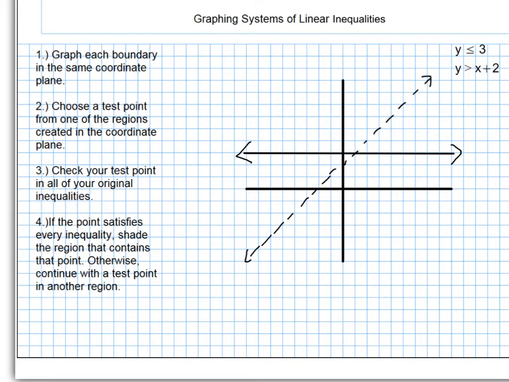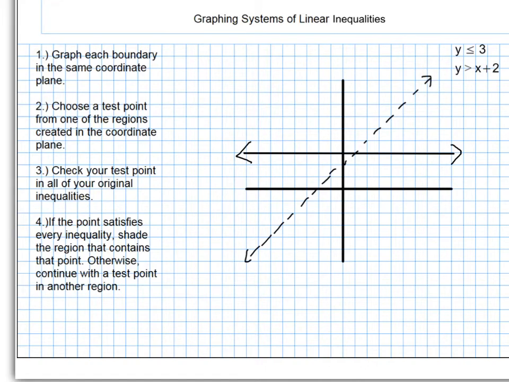Now that I have each boundary on here, I'm going to choose a test point from one of the regions created in the coordinate plane. You can see that there's the bottom right, the bottom left, the top left, and the top right. I'm going to pick just a point from one of those four regions, and hopefully I will end up getting a solution to the system.